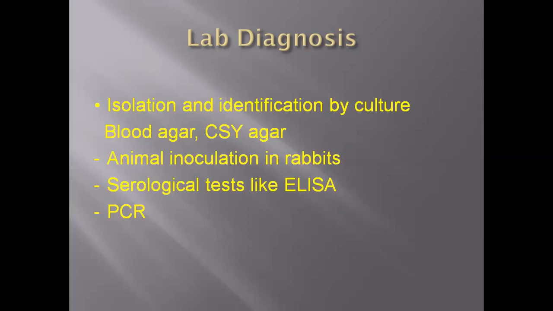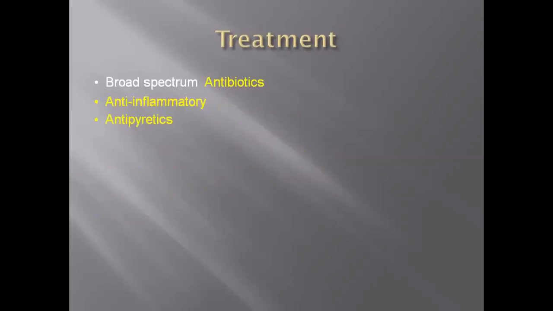Last but not the least, you can use molecular techniques like PCR to identify this disease more specifically on genetic level, or if you want to know the genotype, you can use PCR. Treatment. Because it's a bacterial disease, it responds very well to antibiotics, but the antibiotic treatment should be initiated as soon as possible. Similarly, the animal is also given supportive treatment like anti-inflammatory drugs and antipyretic drugs.